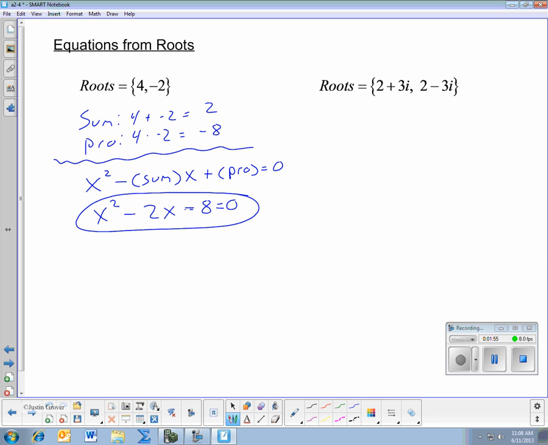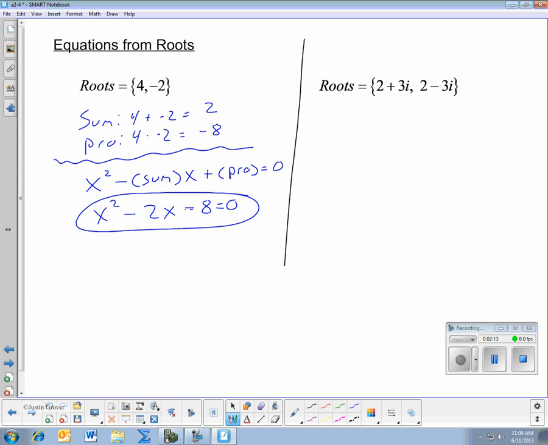And it could easily be checked by doing negative b over a to see that my sum is 2, and c over a to see that my product is negative 8, or I could factor it or use the quadratic formula to find the roots and check that my roots are indeed 4 and negative 2, or I can use the calculator to help me find those also.